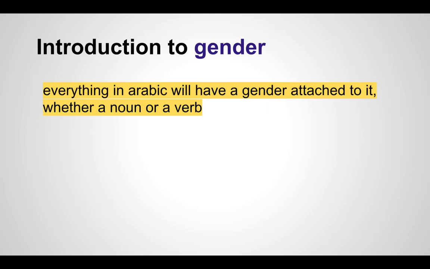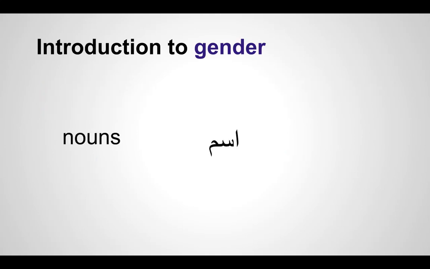As we said, everything in Arabic, all the nouns, and the beauty of Arabic is that even the actions have a gender attached to them. So that is mudhakkar if it is male, and mu'annath if it is female. We are learning about nouns, so we will stick to nouns for the moment, and inshallah as we go, we'll learn about genders in verbs.